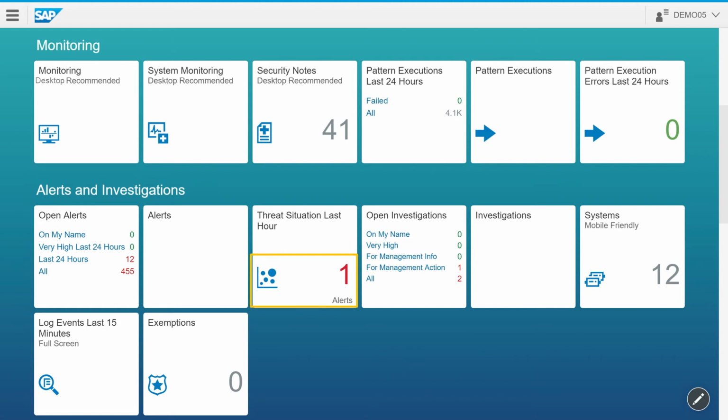There are some tiles here that you don't see that are related to log learning. And those are administrative functions only. So you can set up the Fiori tiles just like you always set up Fiori tiles based on authorization.